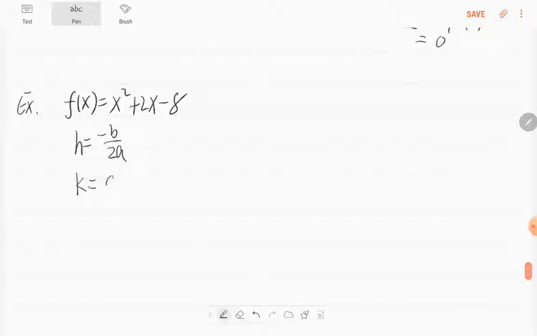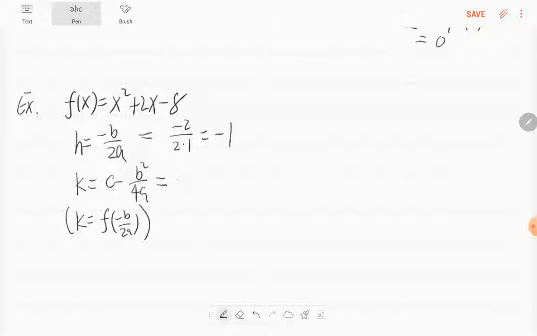Another one is if you have f of x equals x squared plus 2x minus 8. Okay, so how to find the vertex? Here the vertex is h equals negative b over 2a and k equals c minus b squared over 4a, or you can do it as k equals f of negative b over 2a. It's the same. So here negative b is negative 2, so it's negative 2 over 2 times 1, which is negative 1. And here c is negative 8 minus b squared, which is 2 squared over 4 times a, which is 1. So it's negative 9.